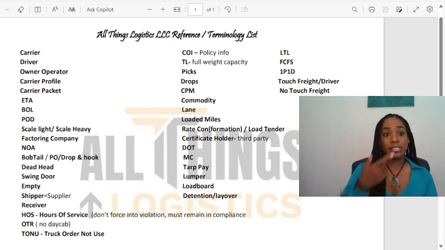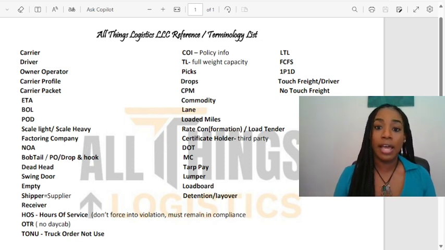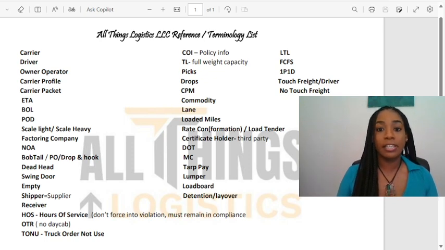Next, another set of terms you may hear can be scale light or scale heavy. Now, when they are saying to scale light, they are telling the carrier that they need to stop at a weigh station or get weighed before they are loaded. And then the same thing for scale heavy. After you're loaded, or after they're loaded, they have to get weighed.